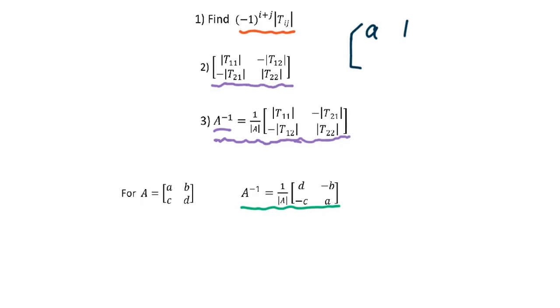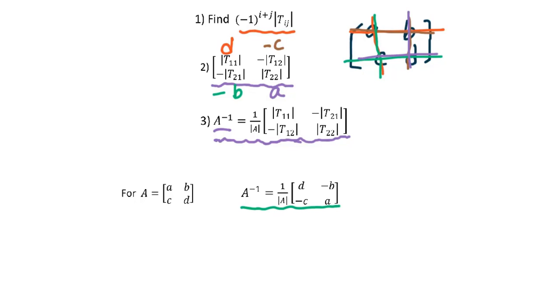We know for the matrix A, B, C, D, say the determinant of the cofactors. For T11, it will be D. For the B part, it will be negative C. Then for T21, this will be negative B. And for this D, it will be A. So you get D, negative C, negative B, and A.